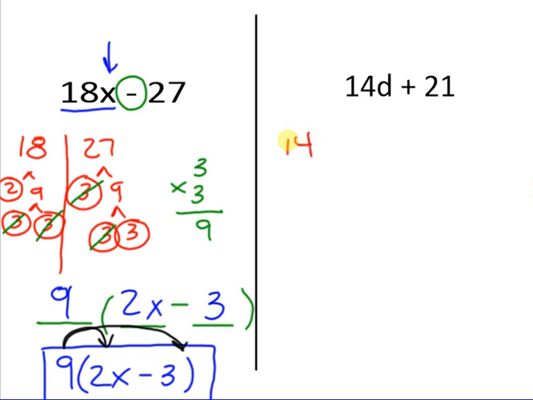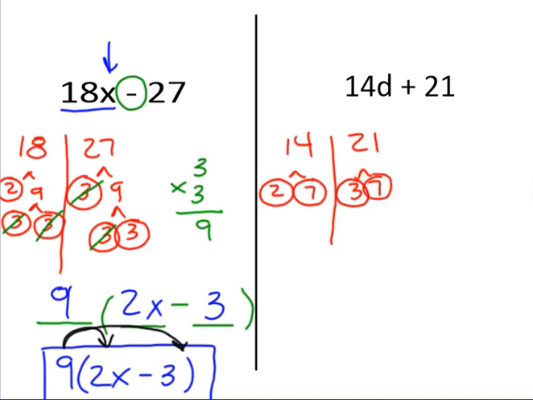So I need to find the GCF of 14 and 21. I can break up 14 into 2 and 7, and then I can break up 21 into 3 and 7. Alright, so I have 7's that match. 7 is my GCF, and I'm going to set up my lines for forward distributive property.